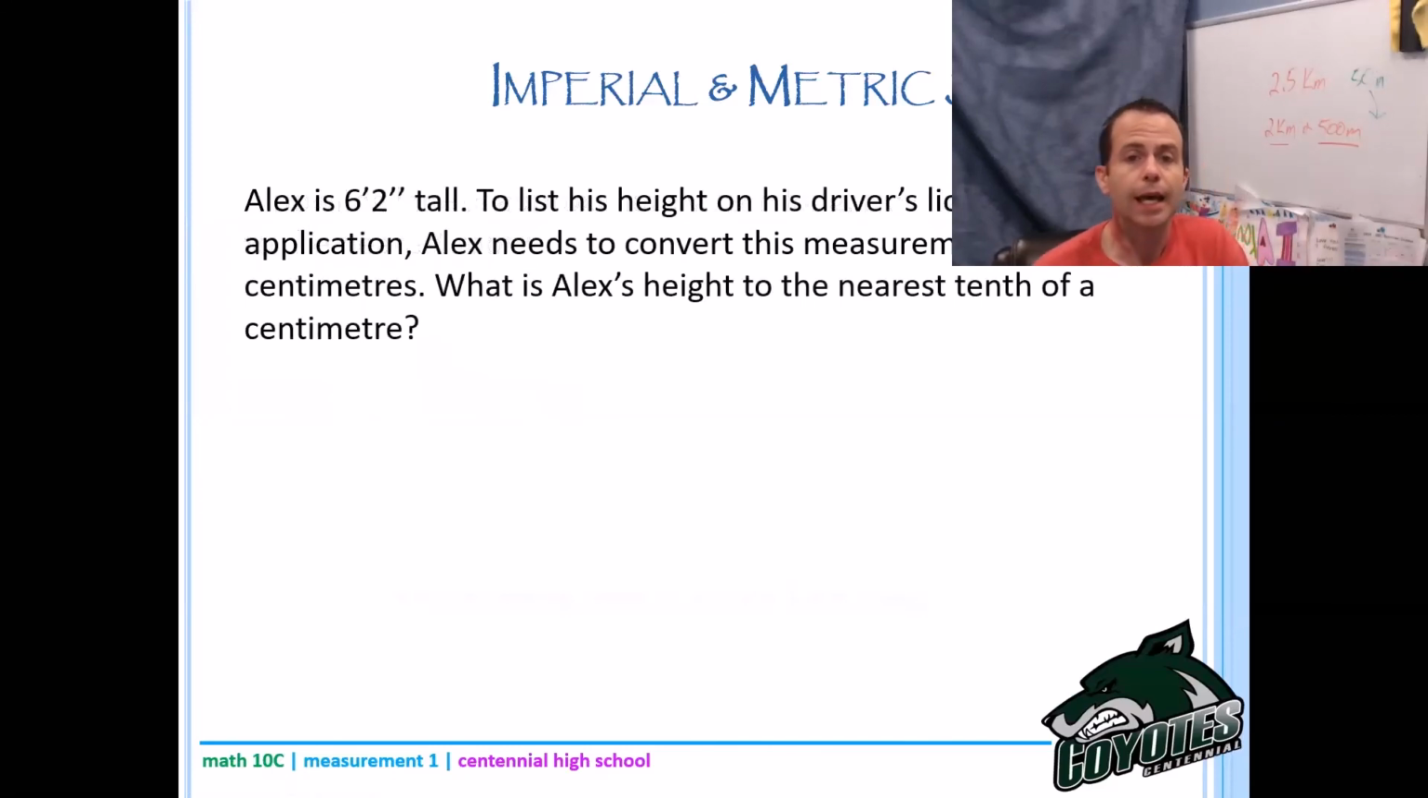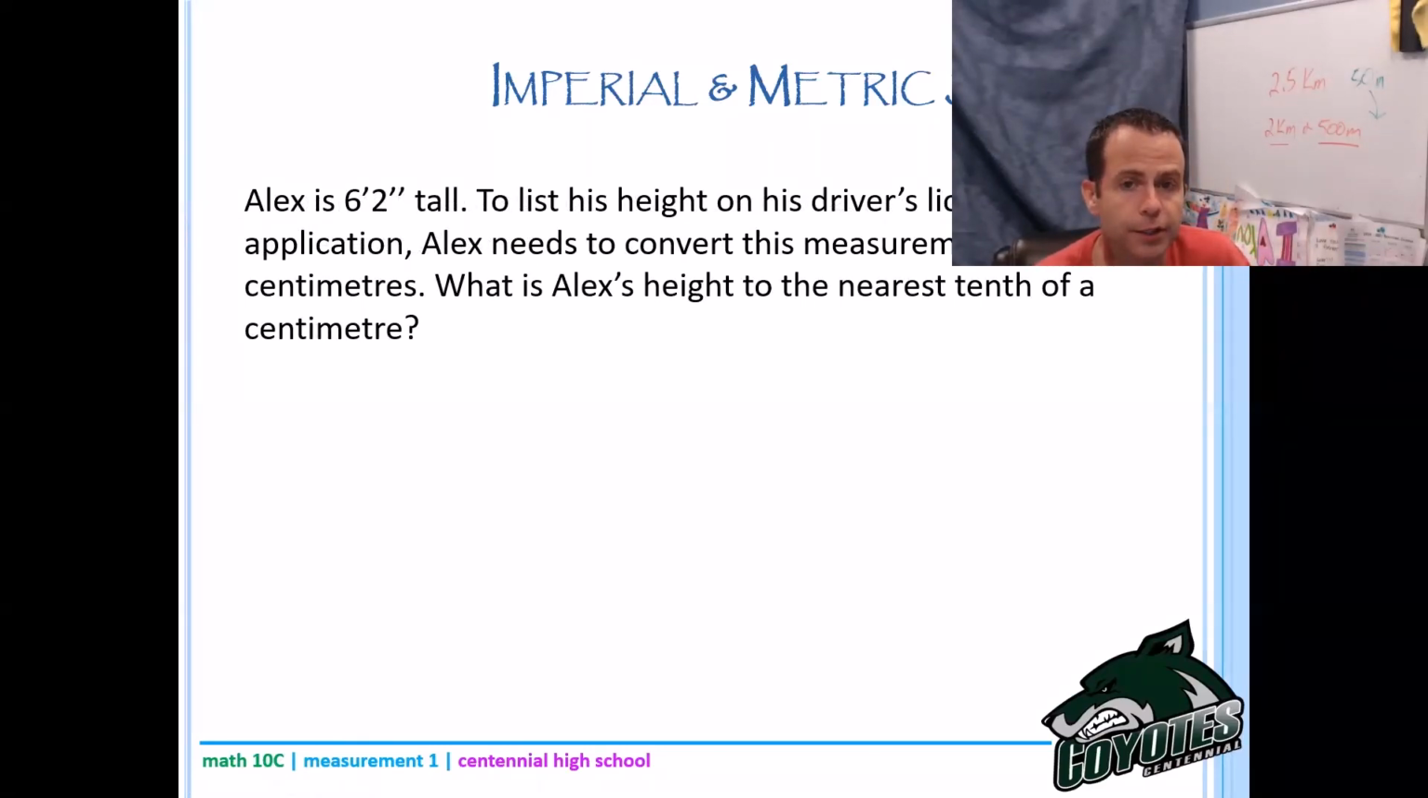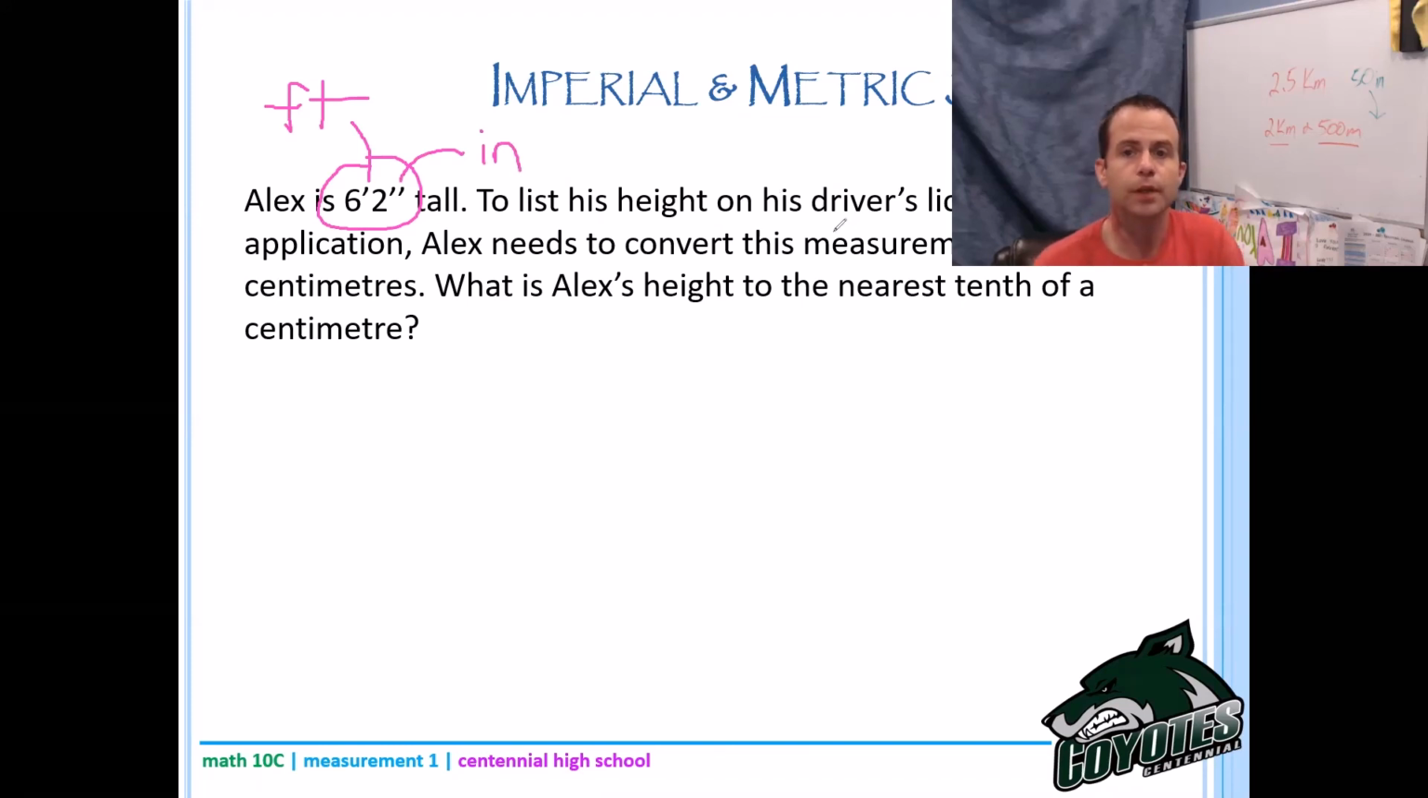Okay, Alex is 6 feet 2 inches tall. Now this is a conversation we haven't had yet. Just watch those tick marks. 1 tick mark is feet, okay, and 2 tick marks is inches. So we say that that's 6 feet 2 inches tall. To list his height on his driver's license application, Alex needs to convert this measurement to centimeters. What is Alex's height to the nearest tenth of a centimeter?